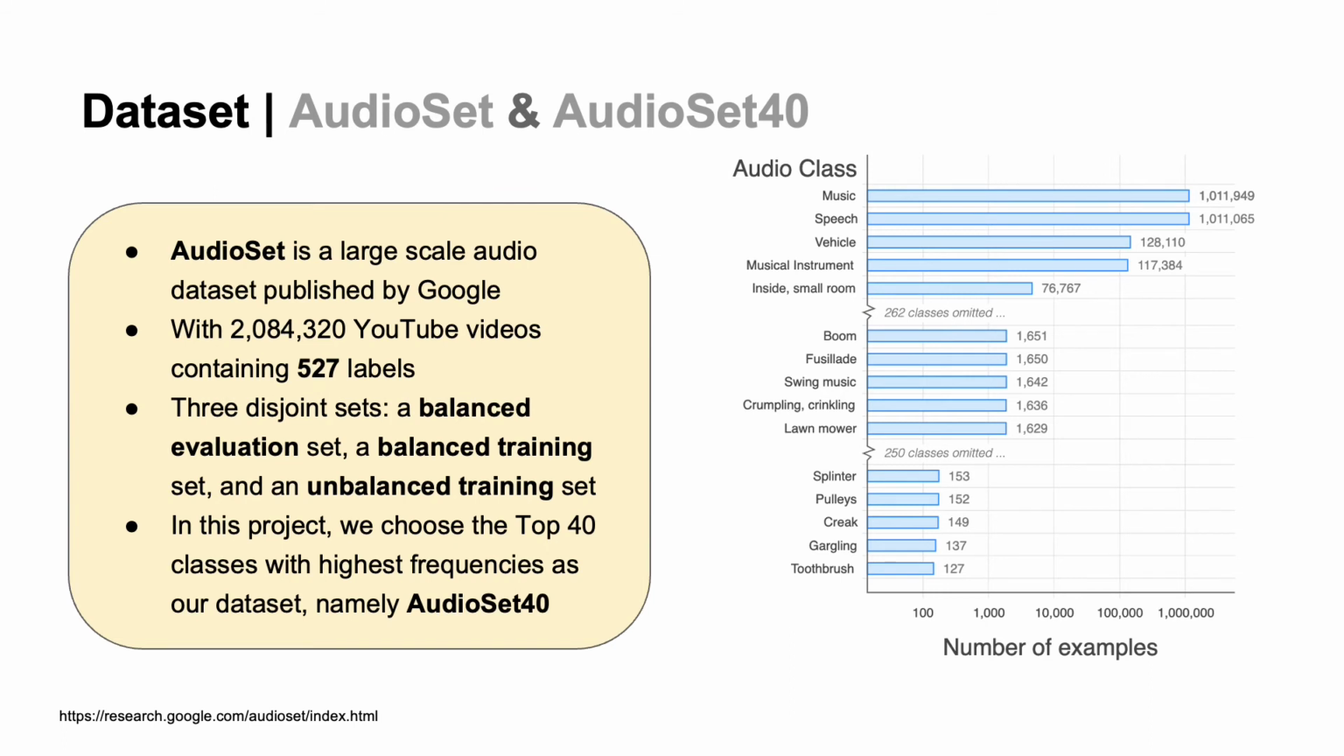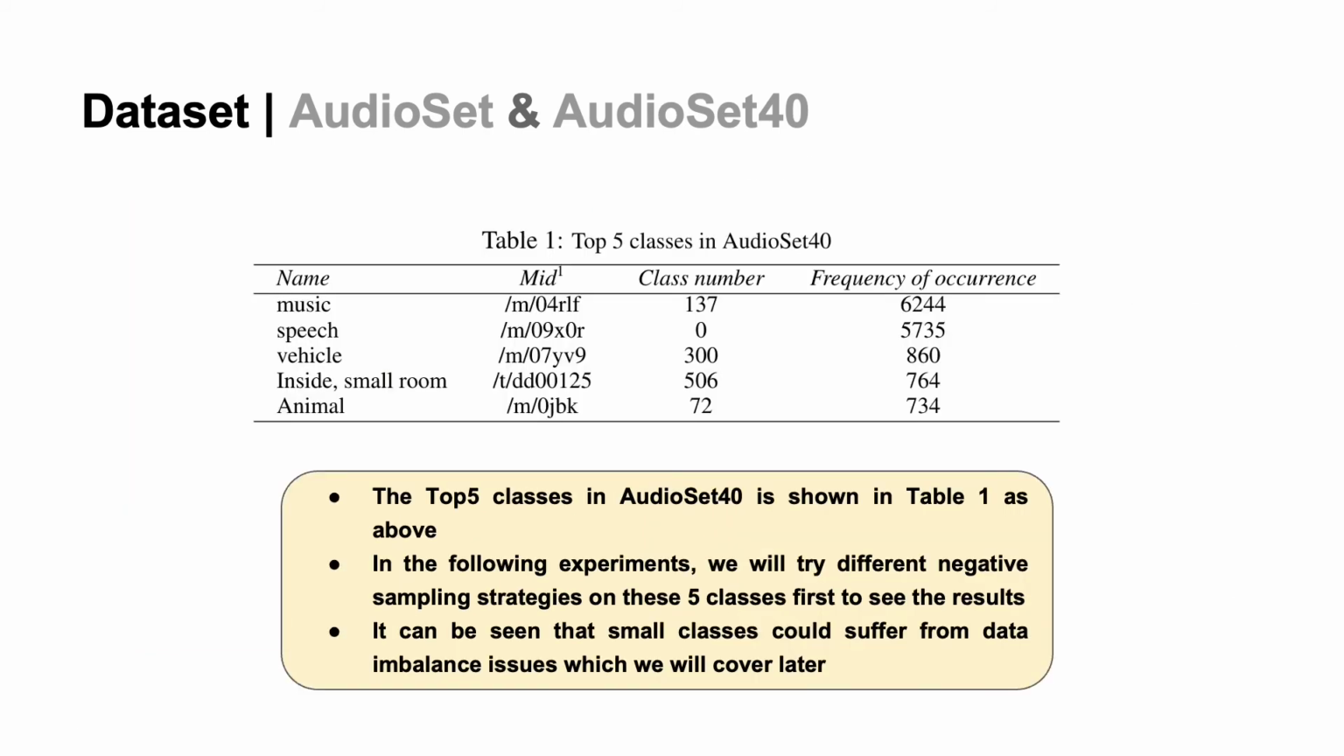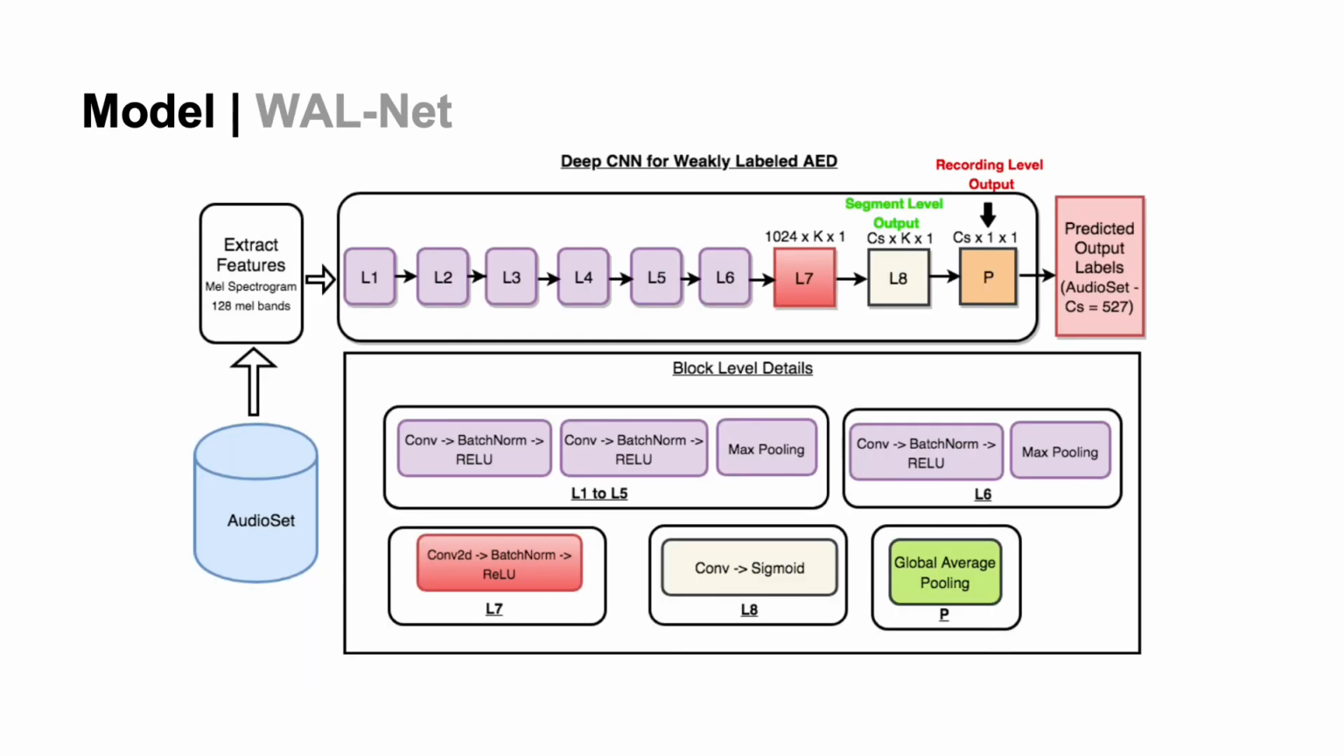For audio classification, we use AudioSet. It draws the data from millions of YouTube videos and labels them with about 500 classes. In order to save time, we decided to start with AudioSet 40, a subset extracted from the original AudioSet that only contains audio recordings with the top 40 classes with the highest frequency. The top 5 classes are shown in this table.